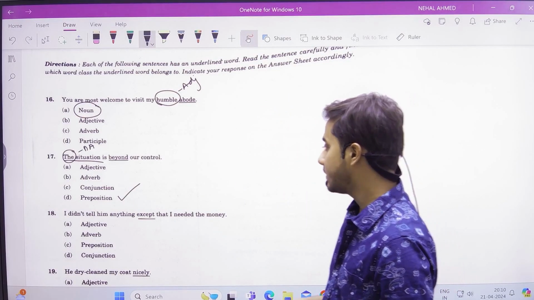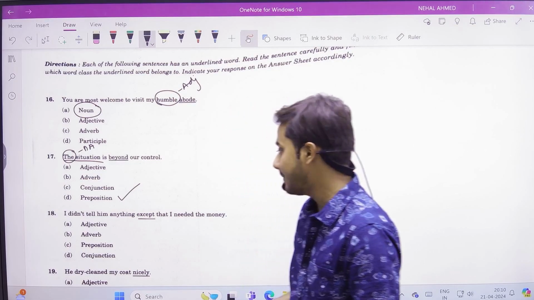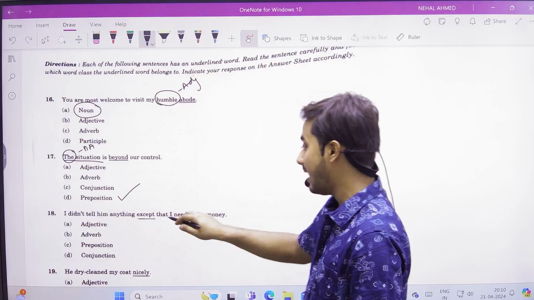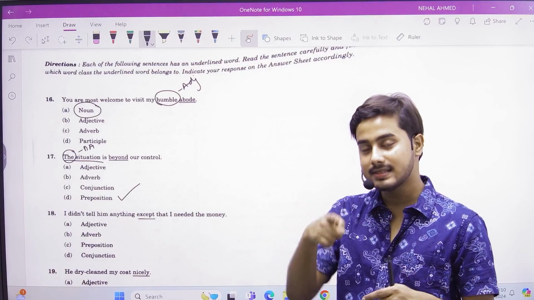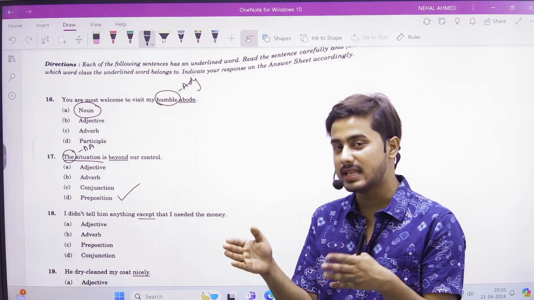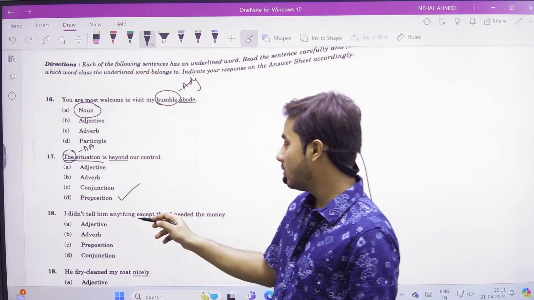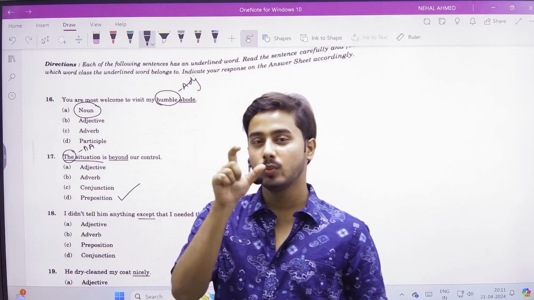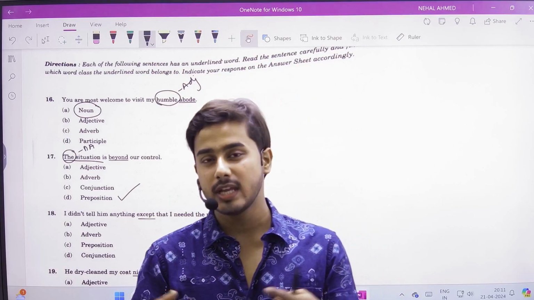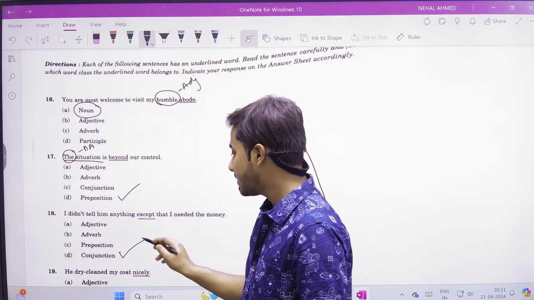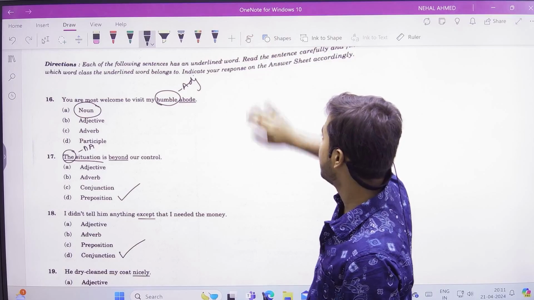Looking at the next sentence, we have, I didn't tell him anything except that I needed the money. So you see, it's basically I didn't and I needed, right? So one subject is repeated twice, which tells us that these are basically two sentences merged together. So this is done with the help of the word except, and we know that the words that basically help to join two sentences together are conjunctions. So except here is a conjunction, right?